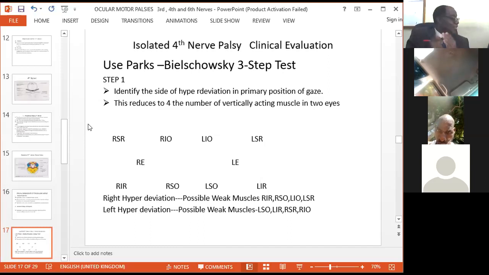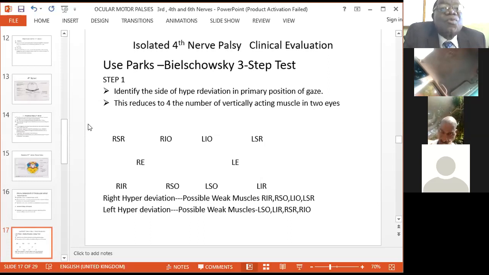The patient is looking at you. Which eye is higher than the other one? Identify the side of hyperdeviation in primary position. You sit with the patient looking at each other. Look at me, sir or madam, look at me. You can see that one eye is looking higher than the other one. It means this one is slightly elevated. This is the side of hyperdeviation. You record.